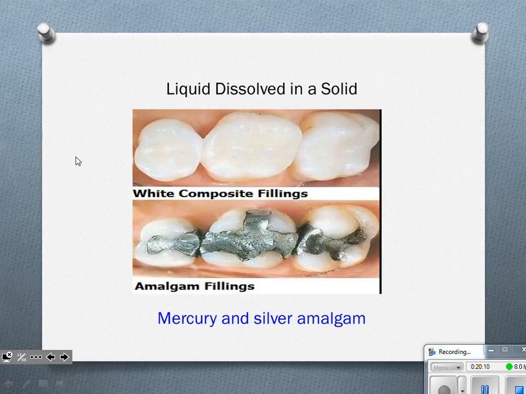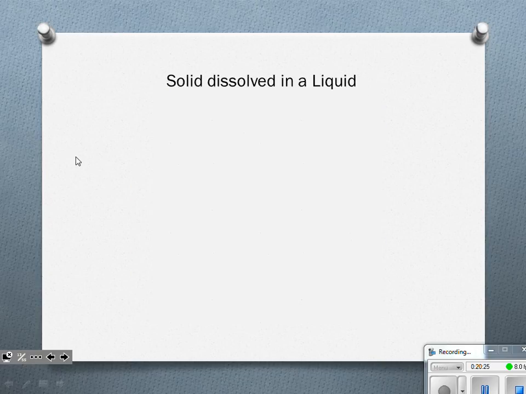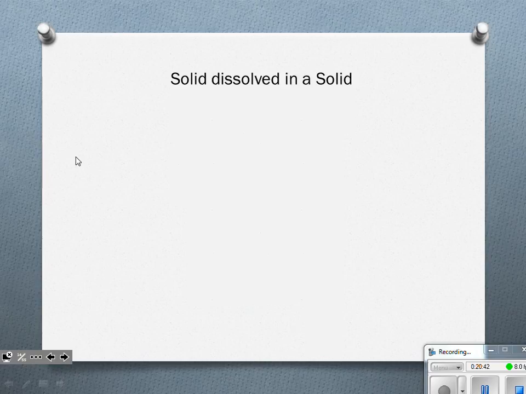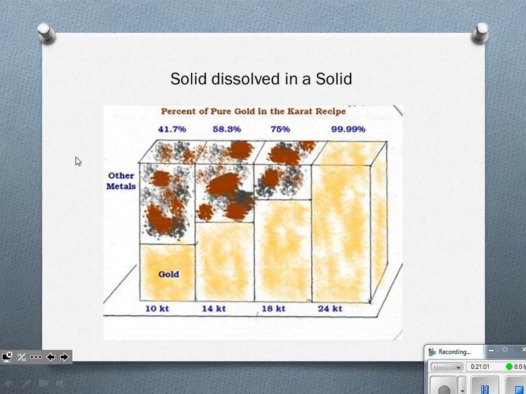Okay, once again here, mercury and silver used to be what the fillings were made of. How about a solid dissolved in a liquid? Coffee grounds, right? Hey, there we go. A little coffee. How about a solid dissolved in a solid? A solid dissolved in a solid. What'd you say? Did you say gold? Right here.